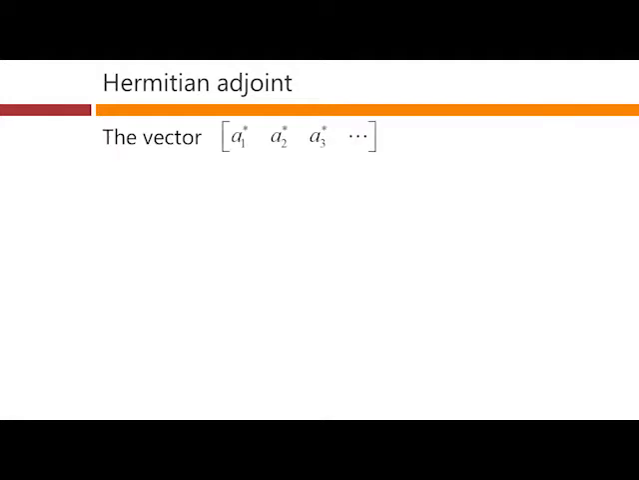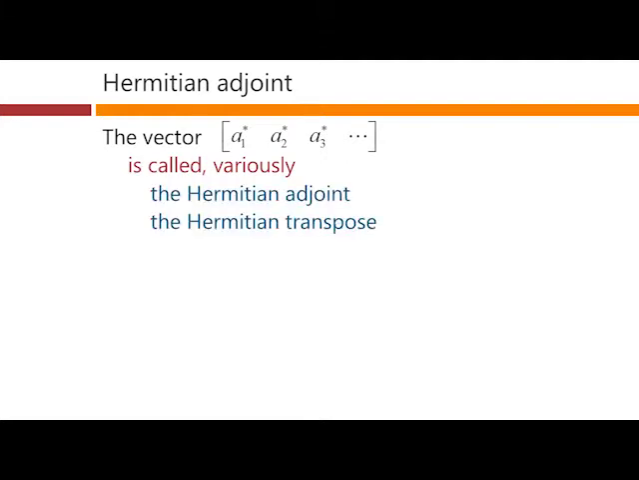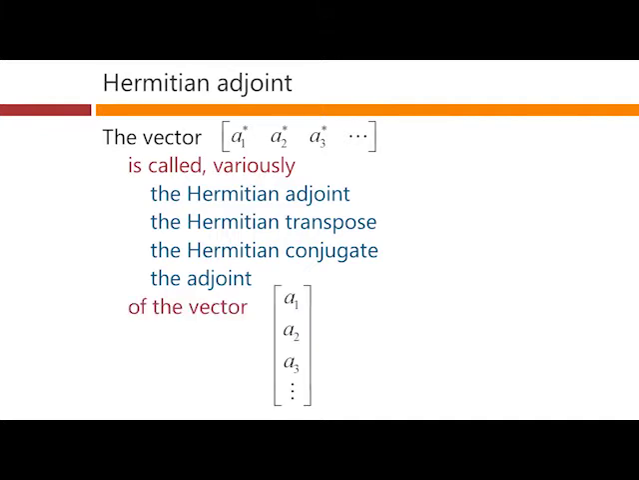Now, this vector with numbers a1 complex conjugated, a2 complex conjugated, and a3 complex conjugated, and so on, is something that has various different possible names, and these include the Hermitian adjoint, the Hermitian transpose, the Hermitian conjugate, or possibly just the adjoint of this other vector with the non-complex conjugated elements in it and in a column rather than a row. So this row vector here with the complex conjugated elements is the Hermitian adjoint of this column vector with the non-complex conjugated elements in it.